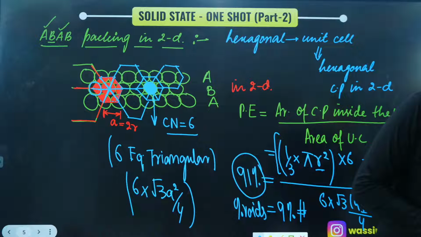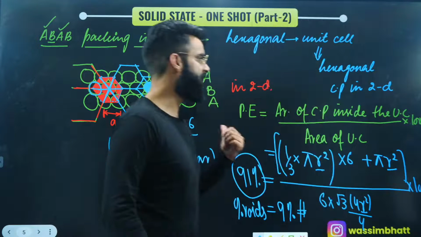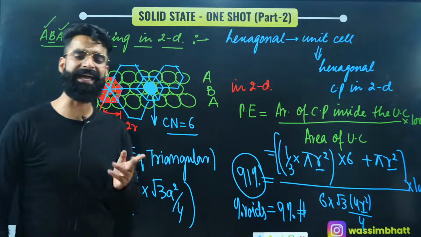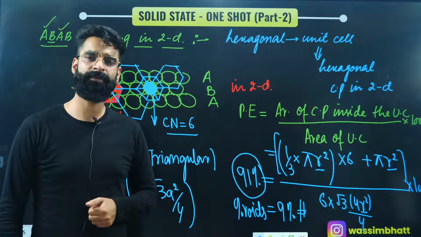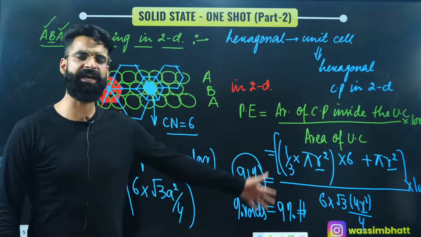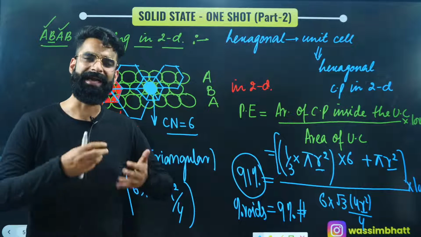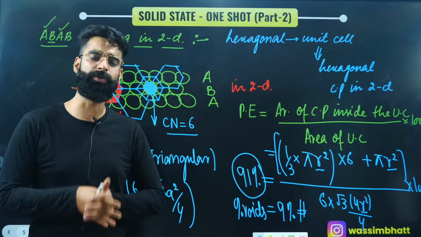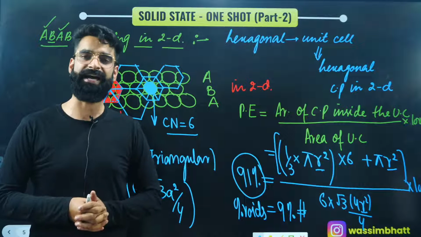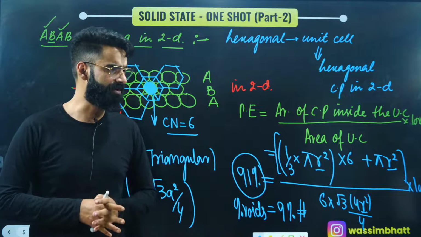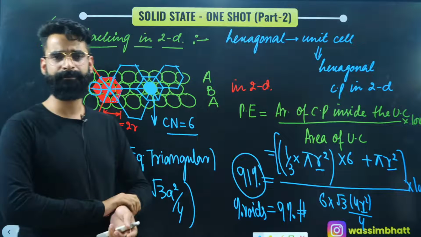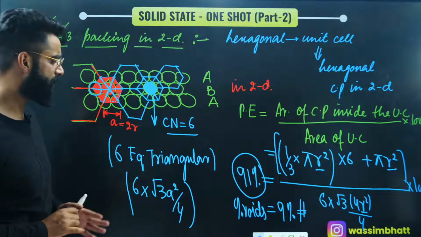Okay. So the first packing in 2D that I showed you was AAA packing in 2D. The second kind of packing is ABAB packing in 2D, right? Where is the packing efficiency more? Packing efficiency is absolutely more in ABAB packing in 2D as compared to AAA type of packing in 2D, right? I'm sure every single thing is clear till here, right? So this was all about the two-dimensional close packing, right?